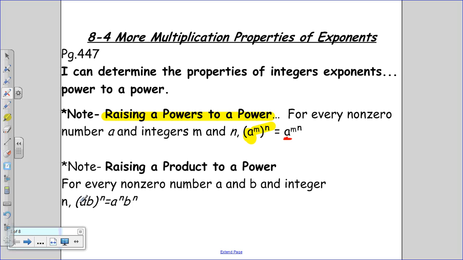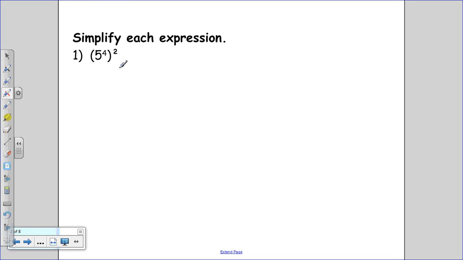Also, if I have two bases together inside of parentheses raised to a power, then each one of those bases gets the power. It looks like that. And we're going to do some examples, since it's easier to explain with examples. So this has one base, the base is 5, and I have two exponents. I have 5 to the 4th to the 2nd. So that's why it's called a power to a power. I have a power and it's already raised to a power.